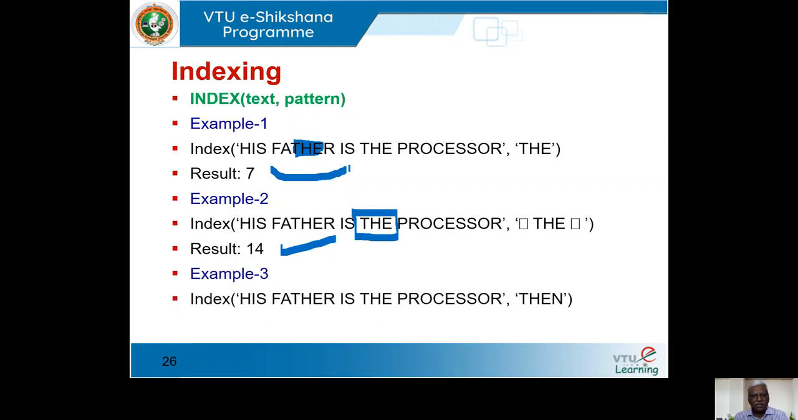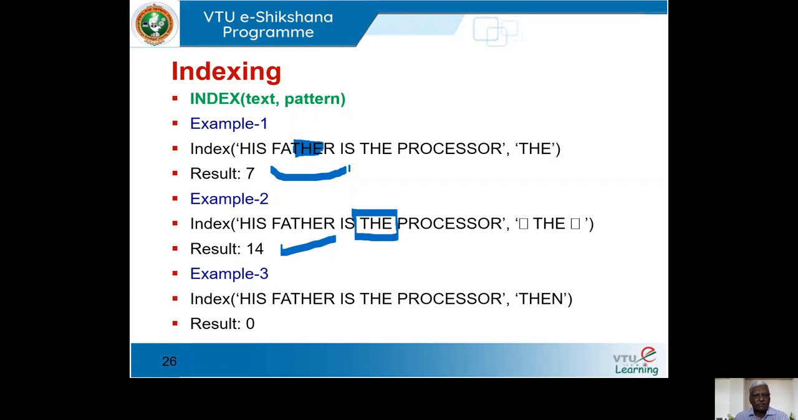I think there's another example where the pattern is not there. It's a not found case. So it's not there in the given text. What does it return? It may return 0 or none. In this case it is 0. In general, in C language, it could be different.